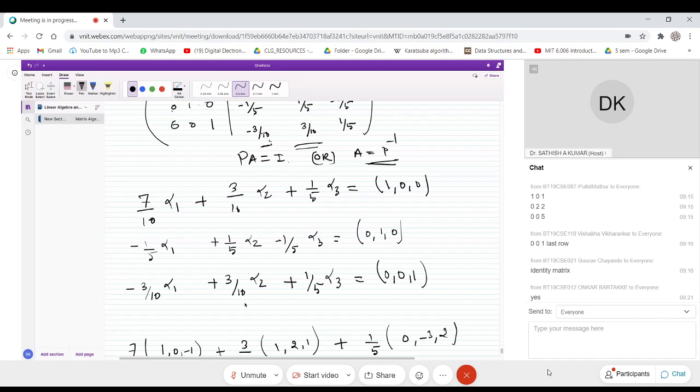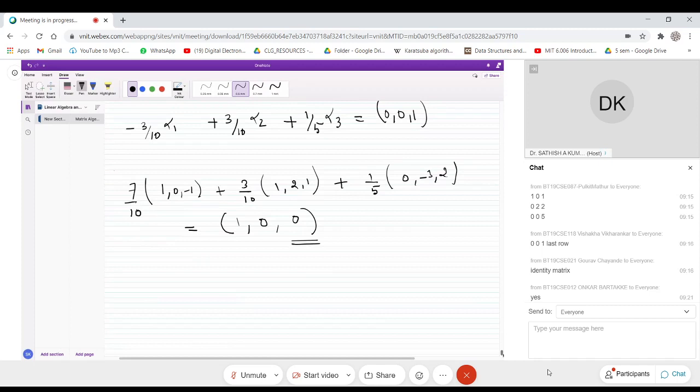Excuse me. Okay, let us look at this problem. Let V be the space of all matrices over F. Find a basis.